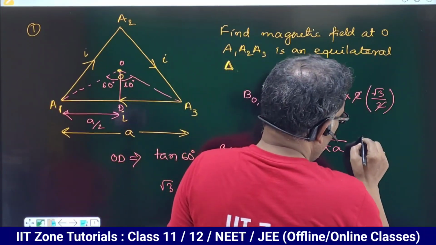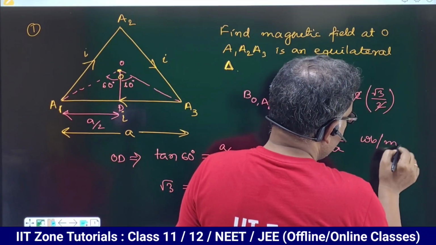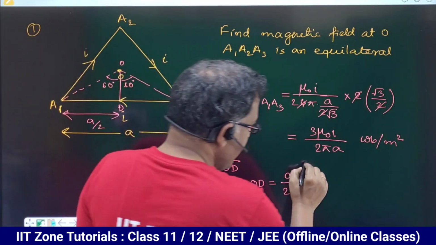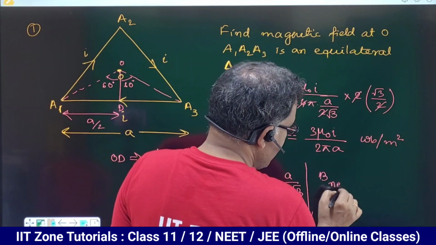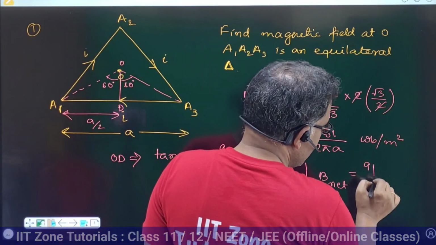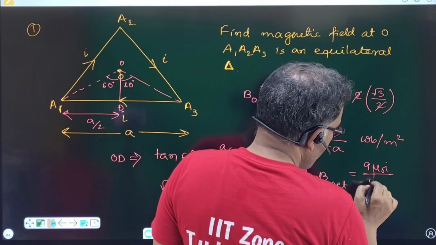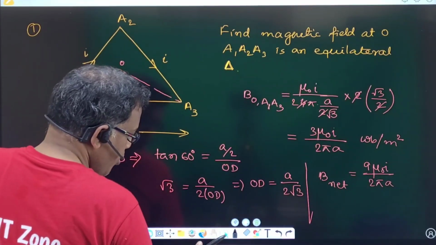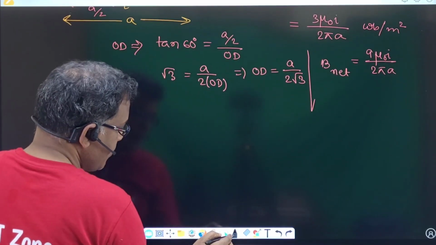This much Weber per meter square, right? For one side. So for 3 sides, the net magnetic field at O, B net, is 3 times this. That is 9 mu naught I by 2 pi a. Very good. Now, going to the next geometry.